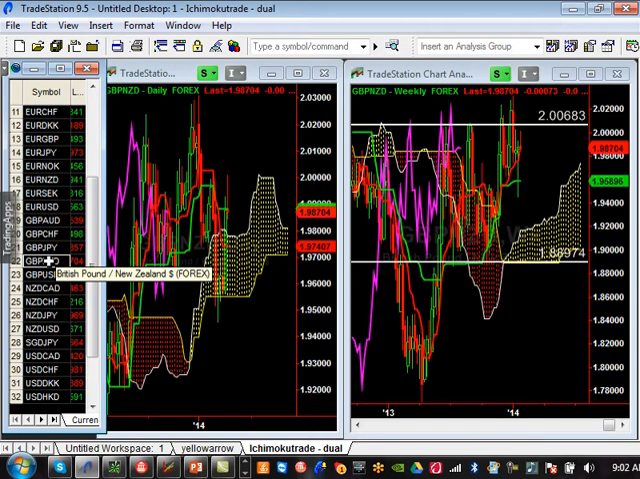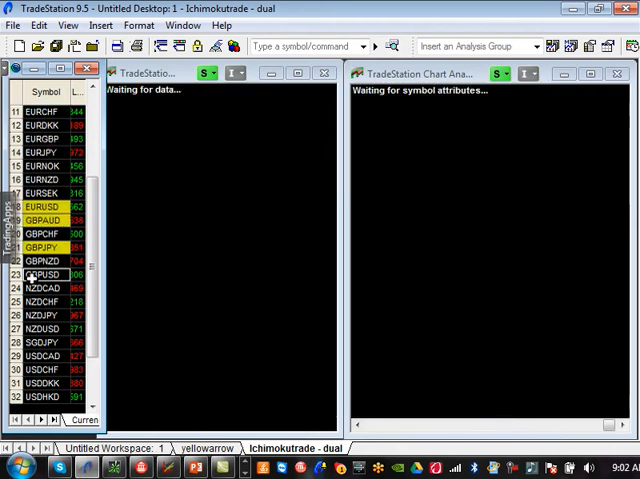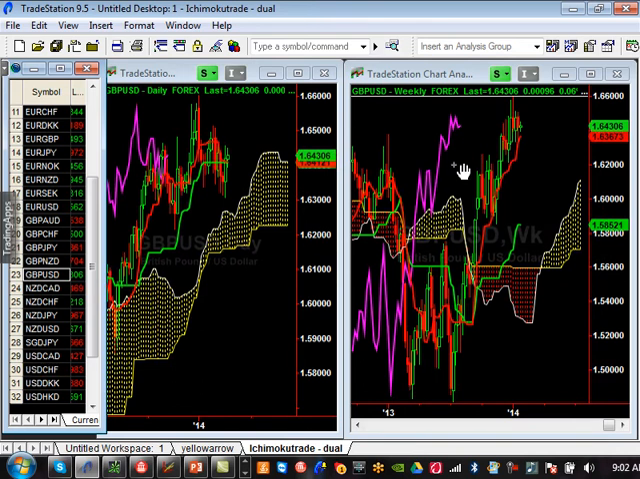Pound New Zealand, trending between 88.97 and 2.0068. Really not doing anything at all, so it's just consolidating. Pound USD, still bullish trending, believe it or not, on the daily and weekly. Even though it's hesitating right now, major support is going to be 63.67. Major resistance is going to be about 6,500.